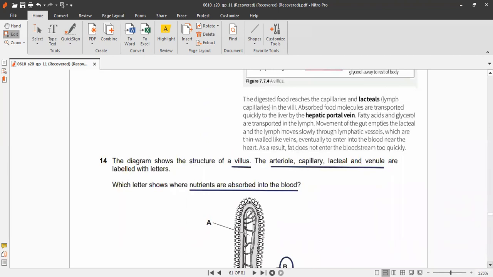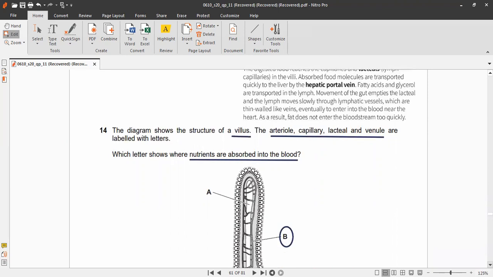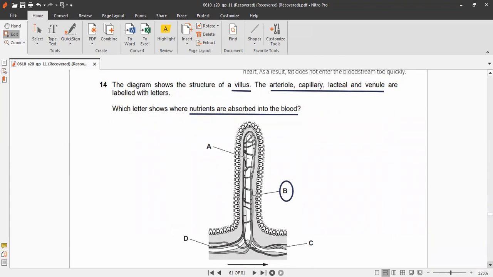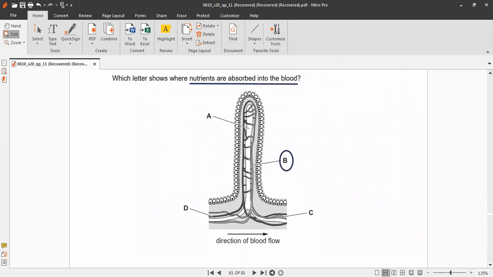The diagram shows the structure of a villus. The arteriole, capillary, lacteal, and venule are labeled with letters. Which letter shows where nutrients are absorbed into the blood? Yes, B. Here, B.